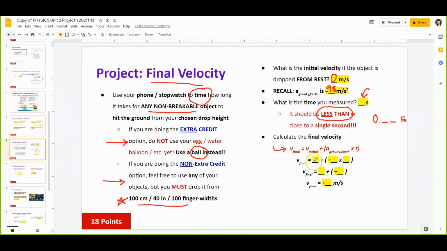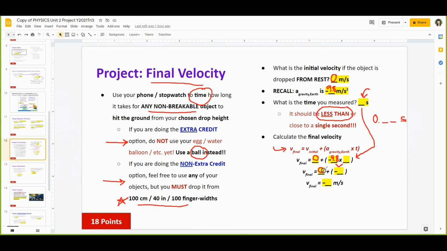So you're going to plug in your initial velocity, which we said we started from rest, so that should be 0. You'll plug in your acceleration due to gravity, which we said should be negative 9.8, and then you'll plug in your time. All right, so whatever time you measured here goes into this last blank. Remember that you do need to calculate first anything in parentheses, so you'll do negative 9.8 times your time, and you should end up with a negative answer, right? So that's why this negative is still here with your answer.